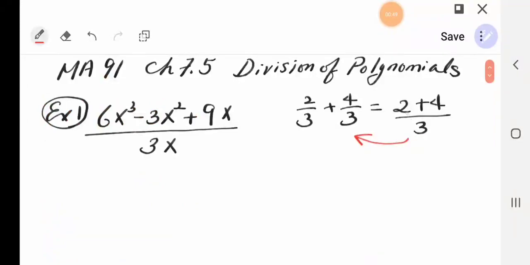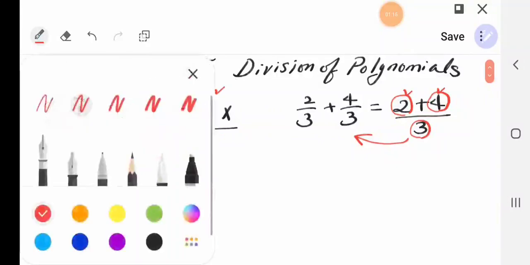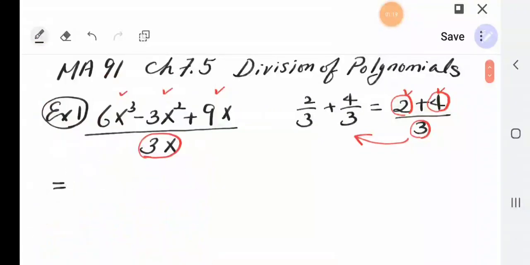So we have two terms in the numerator, and then we will divide this numerator by the denominator 3. So we have 2 divided by 3 plus 4 divided by 3. So each term in the numerator is divided by the same denominator 3. That's what we do. So if the divisor is a monomial, like 3x is a monomial, we can divide these 3 terms by 3x. That's what we do, and then simplify.